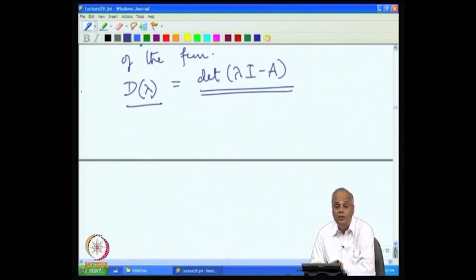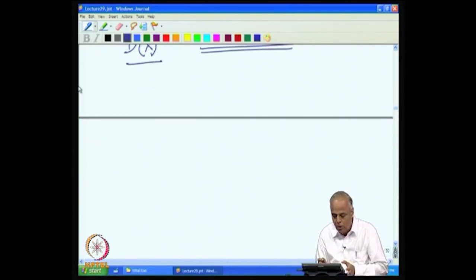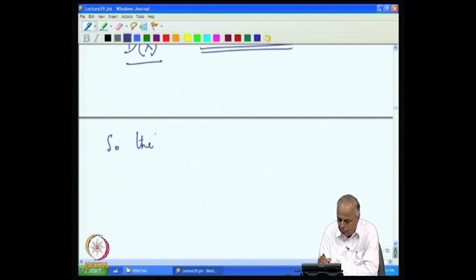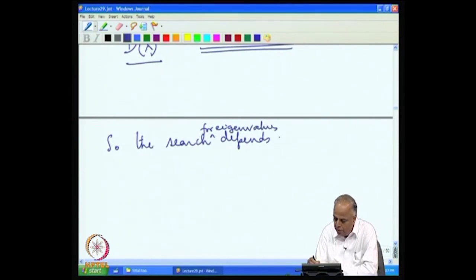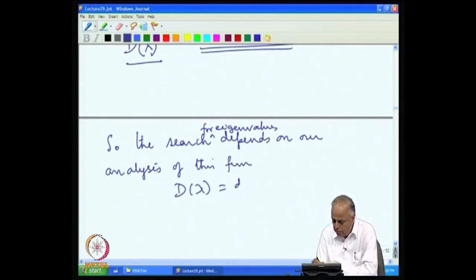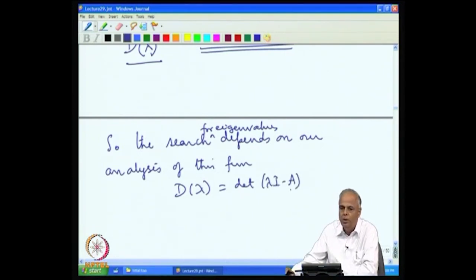So, therefore, the search now, we know, is going to depend on the zeros or the roots of this function d lambda. Now, we have some control of our search for the eigenvalues, and therefore, we must analyze this function d lambda in order to understand better about its zeros, because the zeros are going to be our eigenvalues. So, let us analyze. The search for eigenvalues depends on our analysis of this function d lambda equal to determinant of lambda I minus A. So, we will now look at this function.